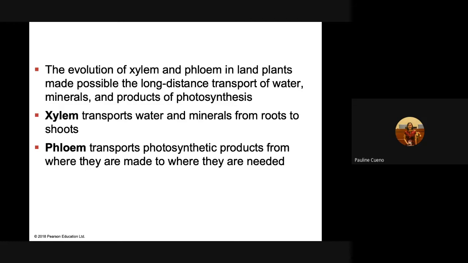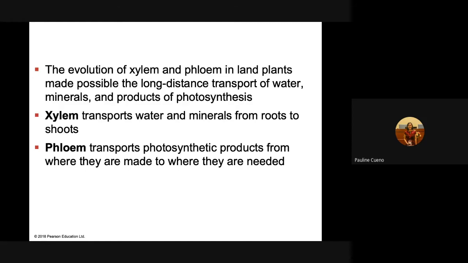Kapag root system, this is exclusively the roots of the plants. And then kapag naman shoot system, these are the parts of the plants except the roots. Ito yung leaves, stem, flowers, fruits. Ito yung shoot system. Okay, so going back to xylem, this is the structure responsible for transporting water and minerals from the roots going to the shoots.